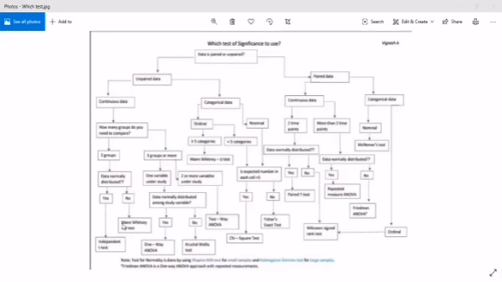So chi-square is almost similar to correlation in regard to relationship, but because the measurement is at a categorical level, you cannot run correlation with that.